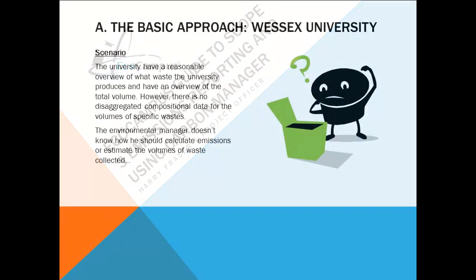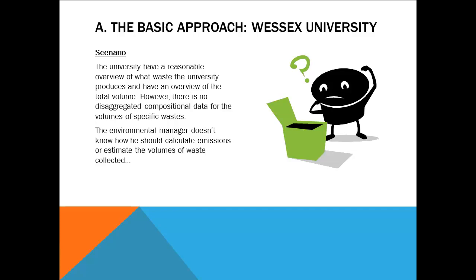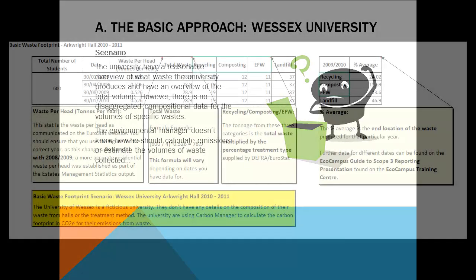So here's the scenario. The university have a reasonable overview of what waste they produce and have an overview of the volume, although they have no disaggregated compositional data for weights or volumes of specific waste. So how would you go about working out your waste footprint from the residential estate? Let's set the scene, shall we?